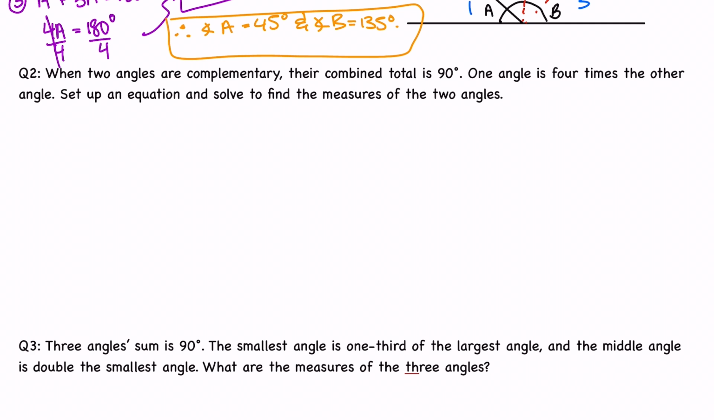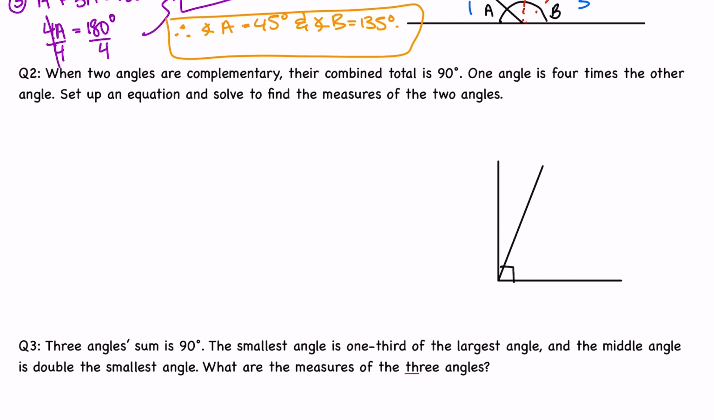Question 2 says when two angles are complementary, their combined total is 90 degrees. So this is what 90 degrees looks like. It's two perpendicular lines, and we usually represent 90 degrees with a little box like that. So if I draw a line here, splitting this angle into two, any two of these angles would be complementary because they add up to a total of 90 degrees. So I'm just going to drop it here.